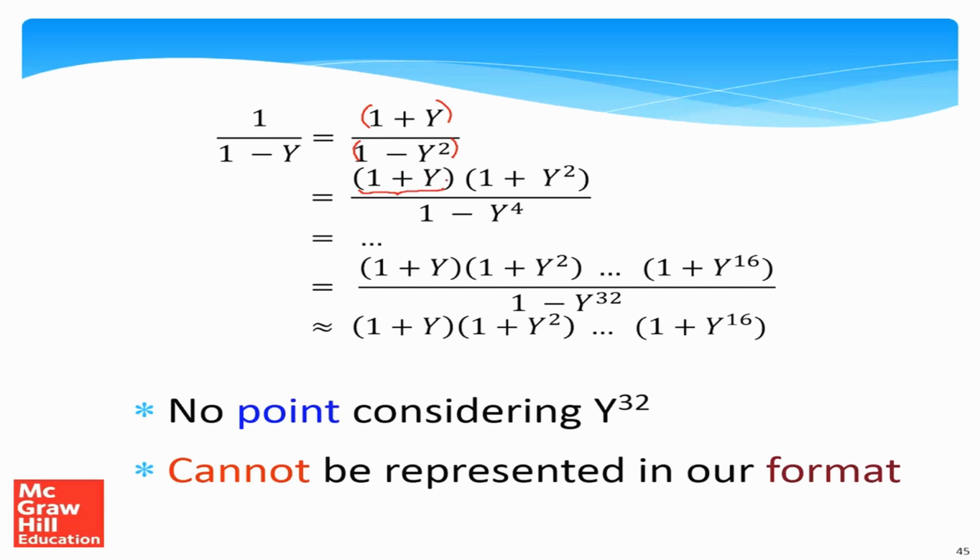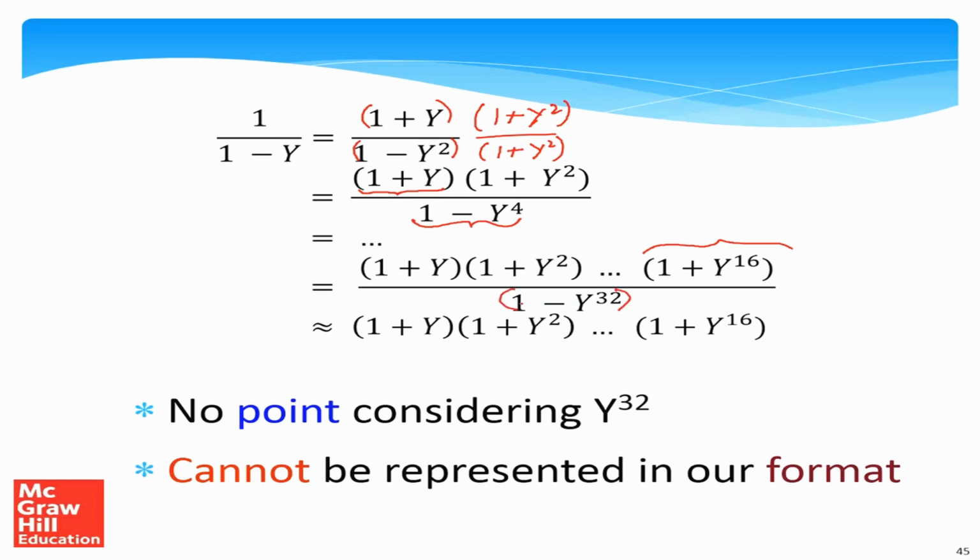So similarly, we can do the same once again. So we can multiply 1 plus y square to the top, and if we multiply 1 plus y square also to the bottom, so 1 minus y square times 1 plus y square is 1 minus y to the power 4. So we can continue in that way. Then what we will see is that the numerator will be 1 plus y, 1 plus y square till 1 plus y to the power 16. And the denominator will be 1 minus y to the power 32.